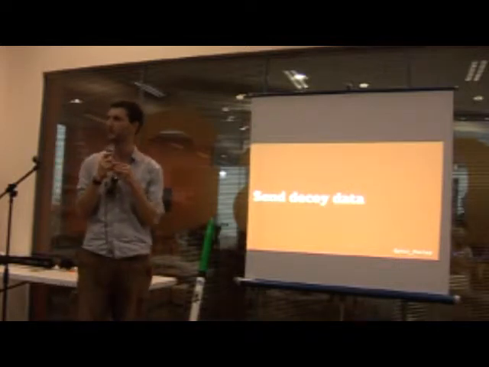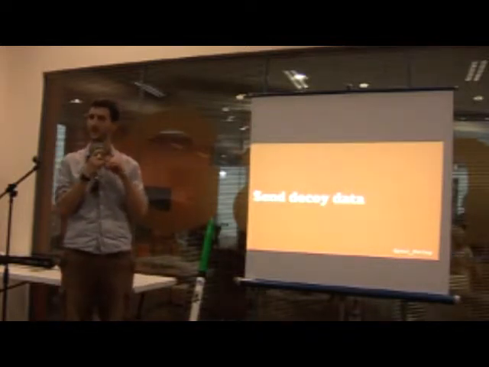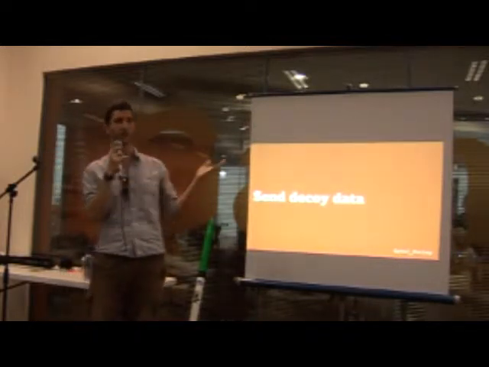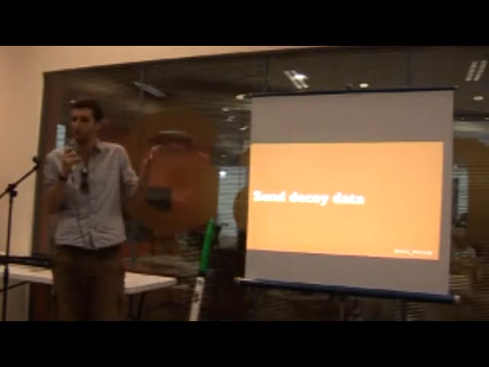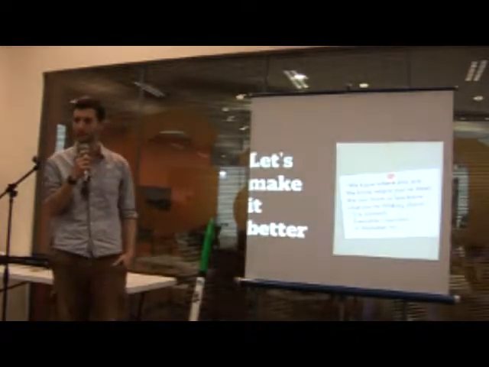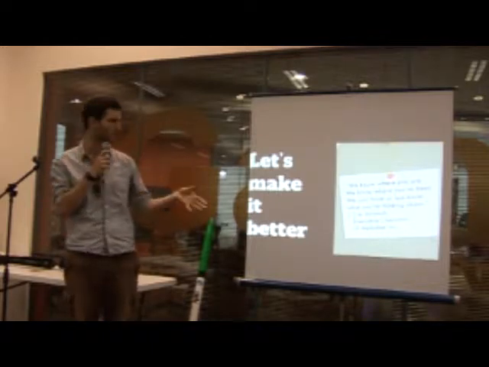Sending decoy data is something you can do to mitigate metadata attack, where you send a junk piece of information at some regular random interval, and the other end just knows that it's junk and drops it.